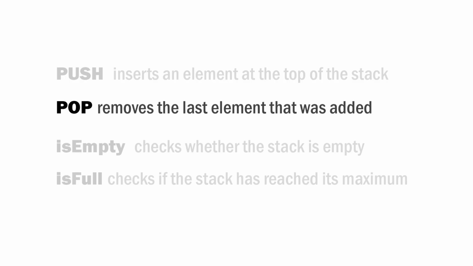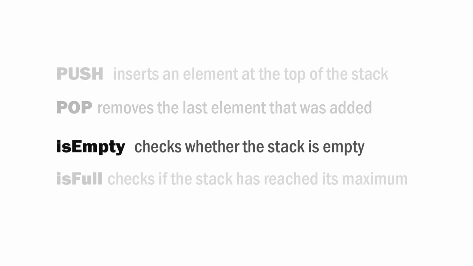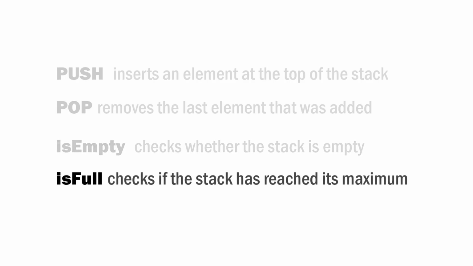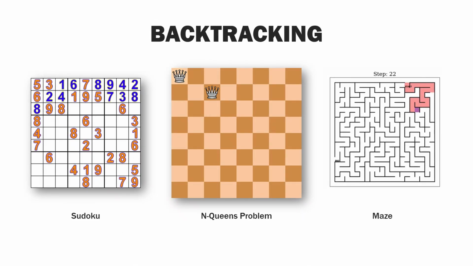There are also auxiliary methods such as isEmpty, which checks whether the stack is empty, and isFull, which checks if the stack has reached its maximum capacity. Stacks are commonly used in tasks such as function calls, expression evaluation, backtracking algorithms, and many other areas where reversing or tracking previous states is necessary.